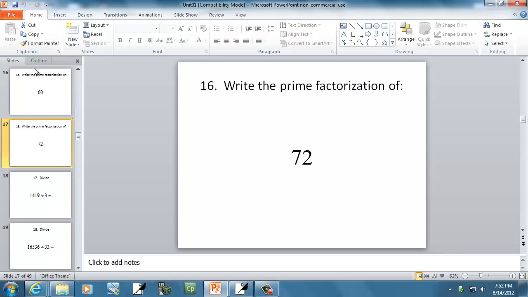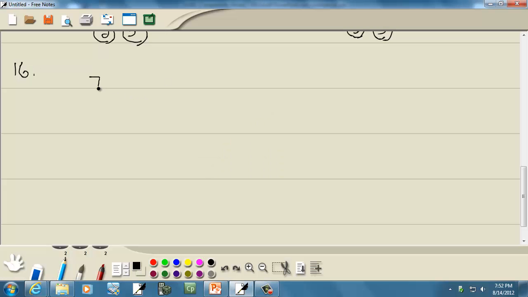Let's take a look at 72. Again, I'm starting with my first prime, 2. 2 times 36 gives us 72. 2's prime, so we circle it. 36, 2 times 18 will give you that. So circle the 2. Still on the 2's. 2 times 9 will give you the 18.